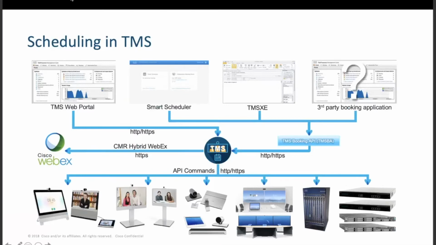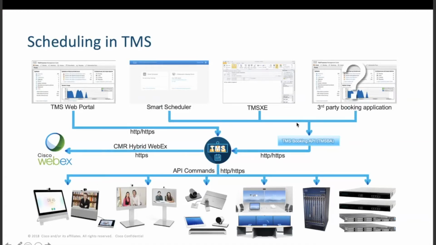Here is an overview of the entire TMS portfolio. So if we talk about bookings, you can have your TMS web portal like this. There's a different portal called Smart Scheduler. This can also help you to do bookings if you want to. Third is your Outlook page, which everyone has. You just open Outlook, click on booking, and this is what you will get. And you can have a third-party booking page.